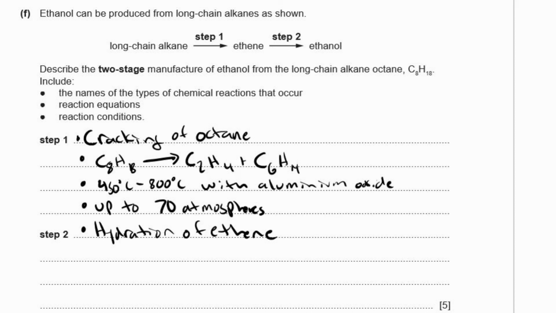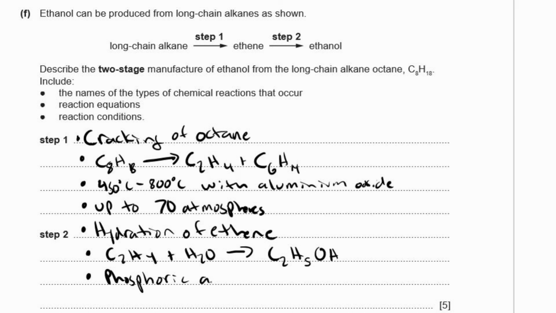of pressure. Okay, so hydration of ethene, well, that you start off with C2H4, and hydration means you add water plus H2O, and you get C2H5OH. You get ethanol. Okay, and the reaction conditions for this, we have phosphoric acid, which is H3PO4, at 300 degrees Celsius and 60 atmospheres.